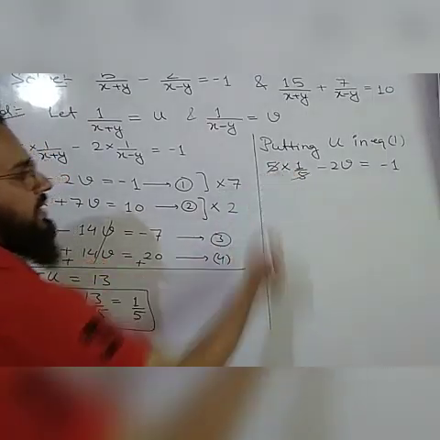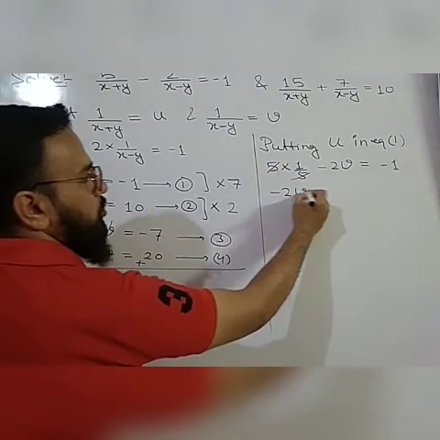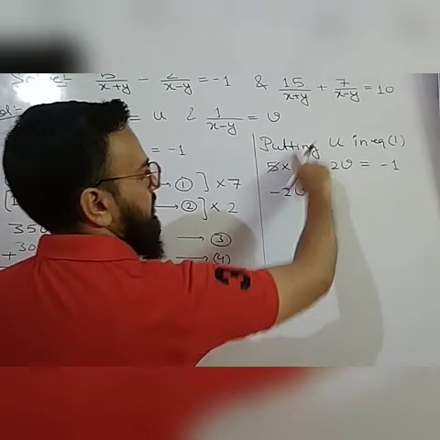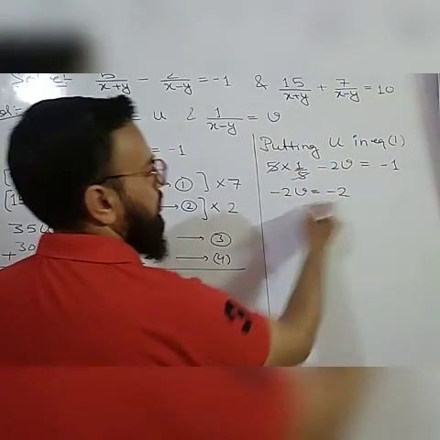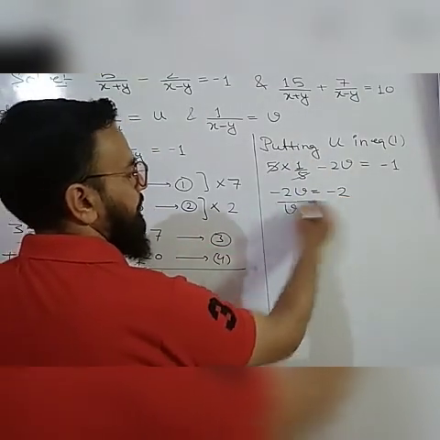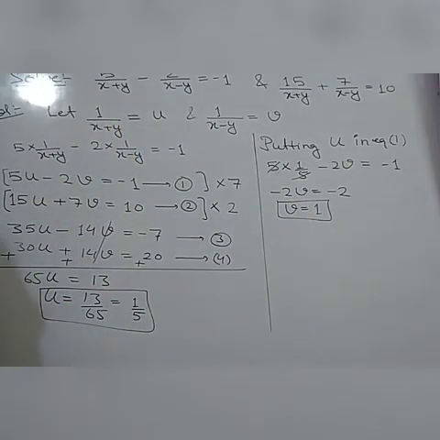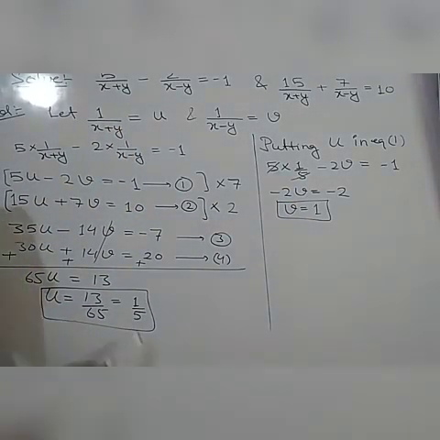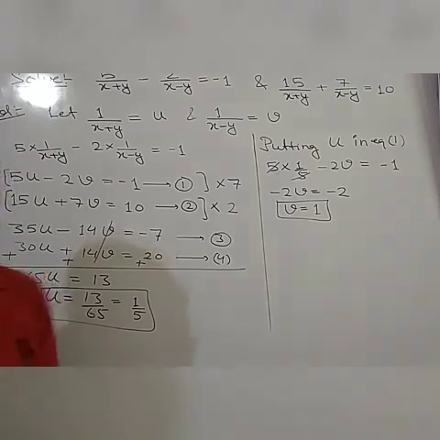This 5 will cancel out. So we will get minus 2v is equal to minus 1, and this 1 will transfer there. It will be minus 2. So v will be equal to 1. So the value of u is 1 by 5 and the value of v is 1. We got these two values.